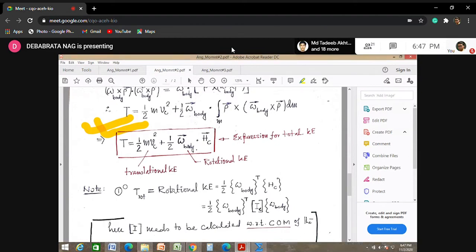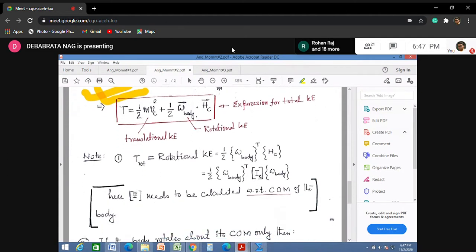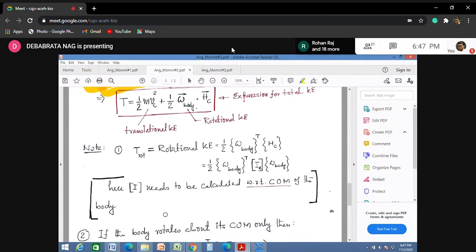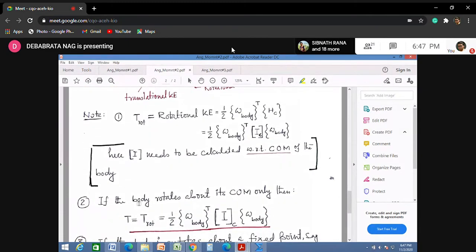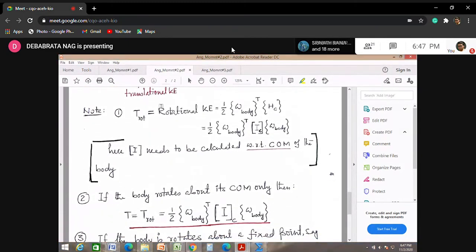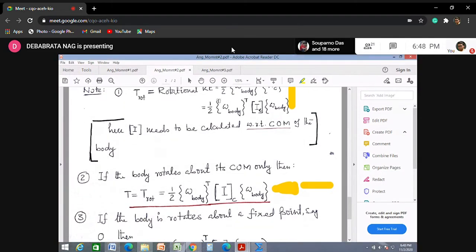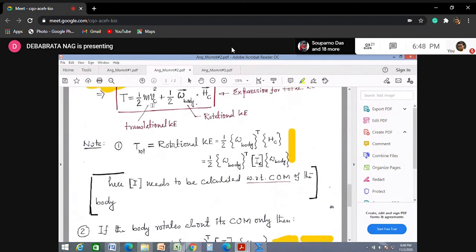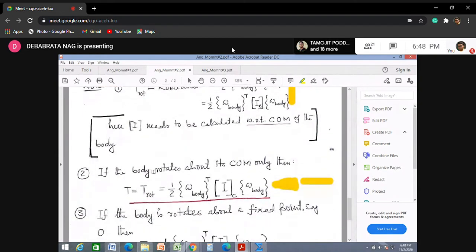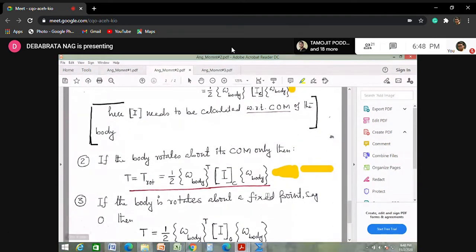So we get this rotational kinetic energy term from here. This is number one. And number two is, if the body is rotating with respect to the center of mass, the total kinetic energy is expressed, the rotational kinetic energy is expressed, in this form. You may not have the first term, because your center of mass's velocity becomes 0, and this is the total kinetic energy of the rigid body.